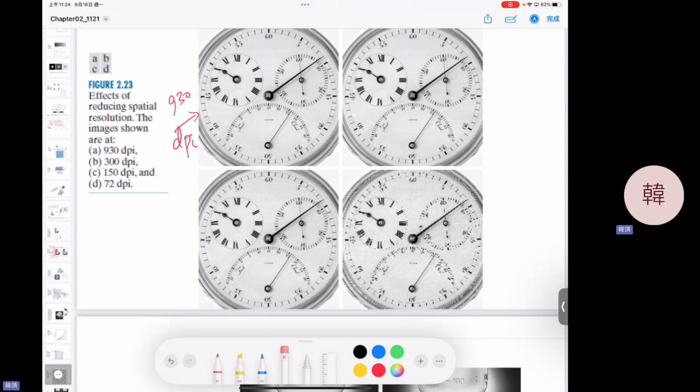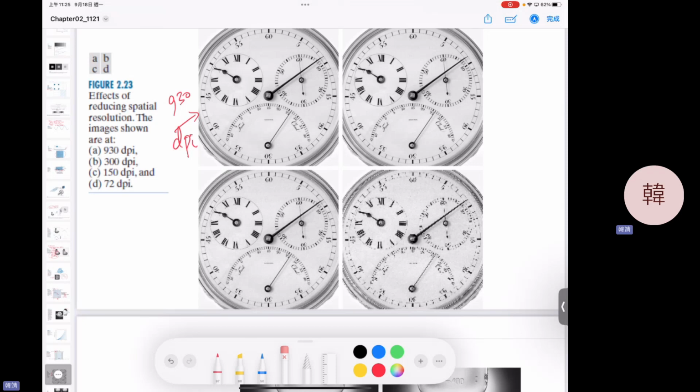You have to scan 930 pixels in one direction. And for the 1 inch image, the pixels will be 930 times 930, which is called 930 dpi. So this is high resolution, a very good quality. This one is only 72. So after that, we just enlarge it to the same size and then compare. So 72 dpi here, 930 here.